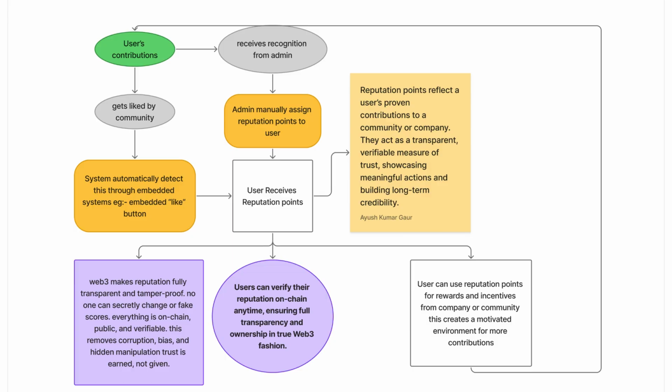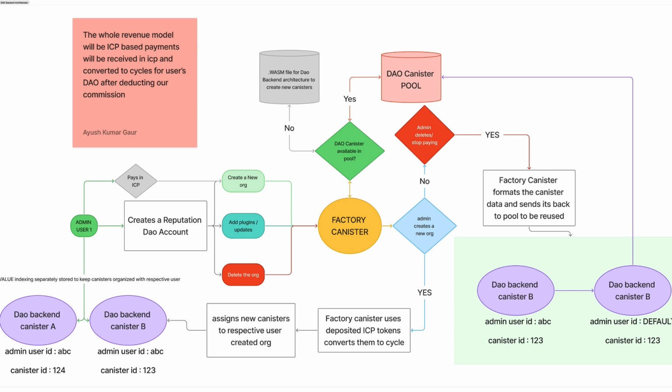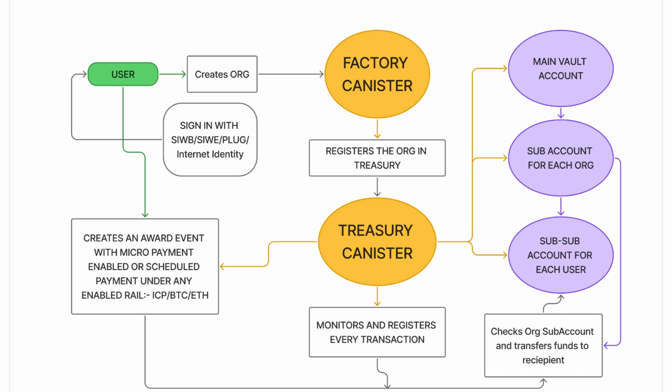The concept is simple: a user contributes, the community rewards them, and the system mints on-chain reputation points that are transparent and usable for rewards. Here is a look at the system. Admins pay ICP, BTC, or ETH to create DAO accounts. The factory converts it to cycles, assigns or reuses back-end canisters from a pool, and recycles them when unused. Every org is registered by the factory in the treasury, which manages vault sub-accounts and routes micropayments scheduled to contributors. This architecture currently supports ICP, Bitcoin and Ethereum payments.